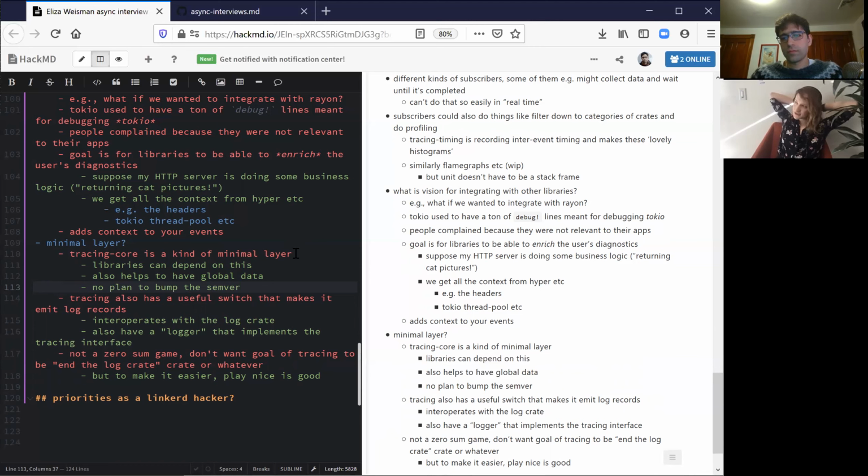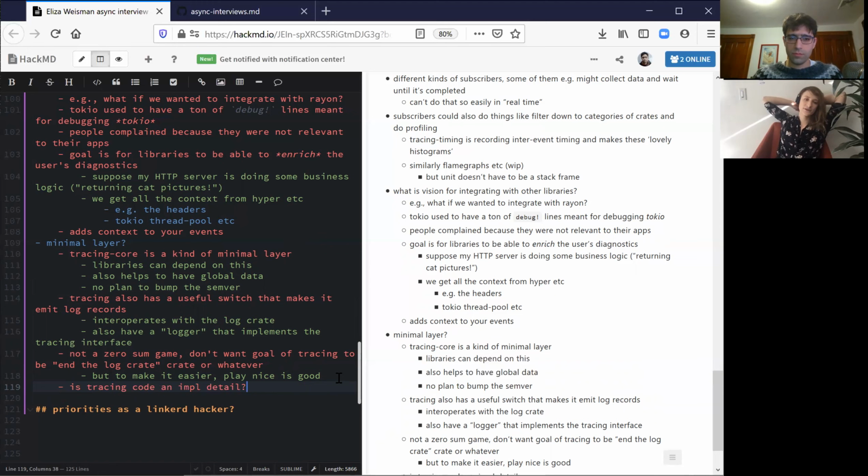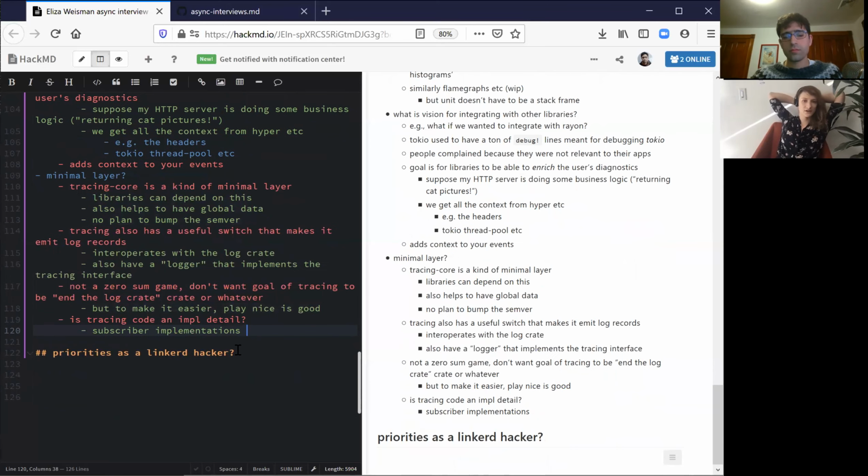One of the differences is, this is not entirely the case, but subscriber implementations. If I write a library like tracing Eliza log, that emits traces in the Eliza log format or whatever, then I can depend on the core crate and not on the tracing crate. And that's good because I'm not pulling in a version of the tracing core crate that might be incompatible. And I don't really need the macros for instrumenting code. I just need the subscriber crate. So that's one way where you might want to depend on the tracing core crate.